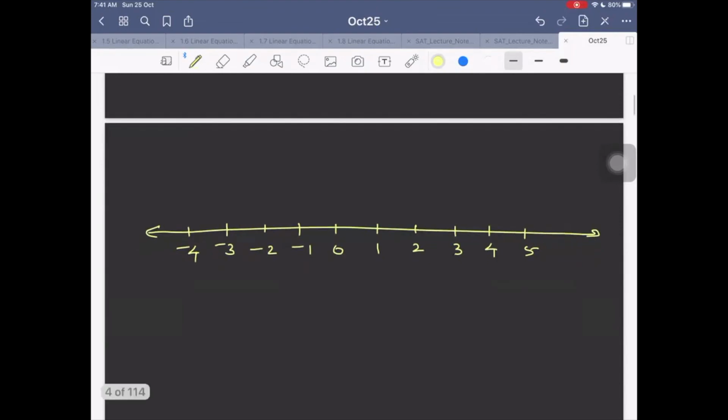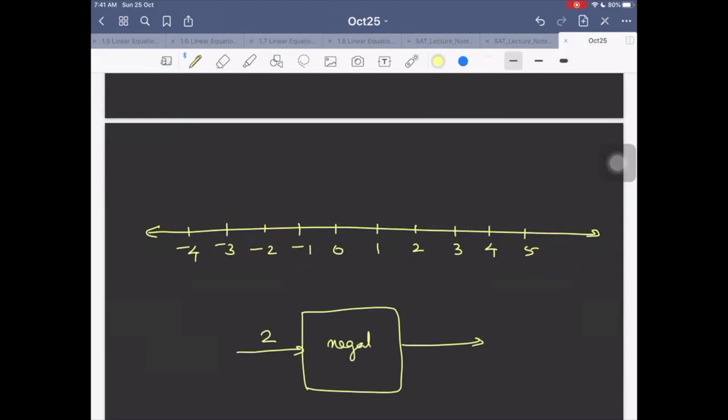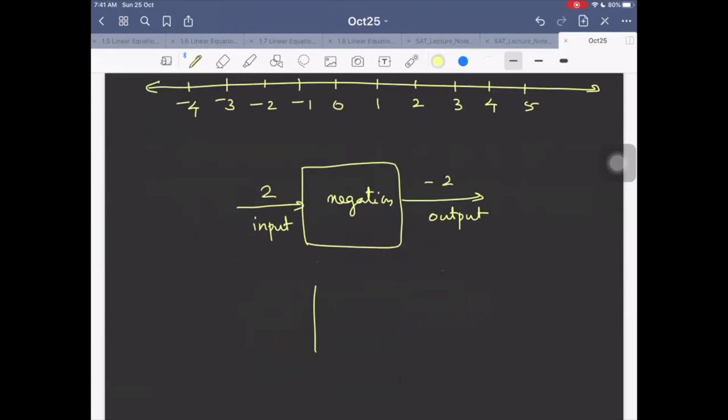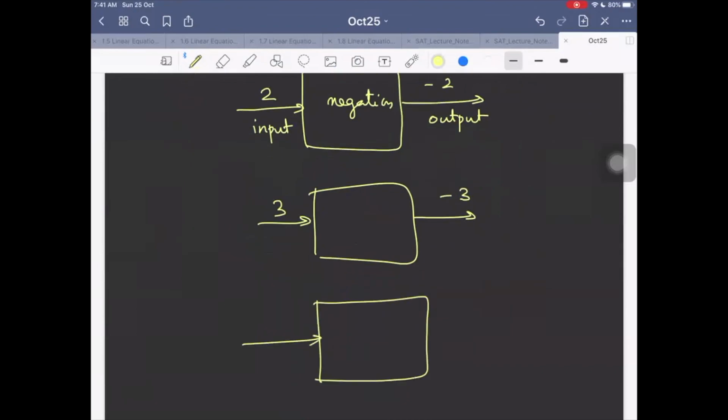So when you negate a number, suppose you are sending the number 2 into the negation operation. You can imagine this as an input and it gives -2 as the output. You can think of it as a black box. If you give 2, it will give you -2. If you send 3 to this box, it's going to give you -3. Now my question is, if you send -3 to this box, it gives you 3 as the answer.